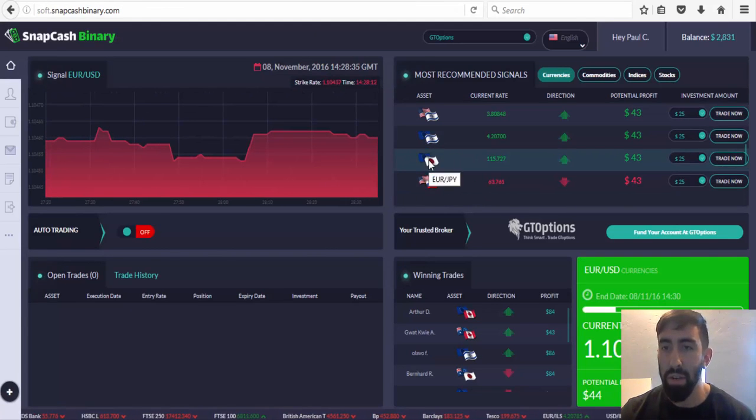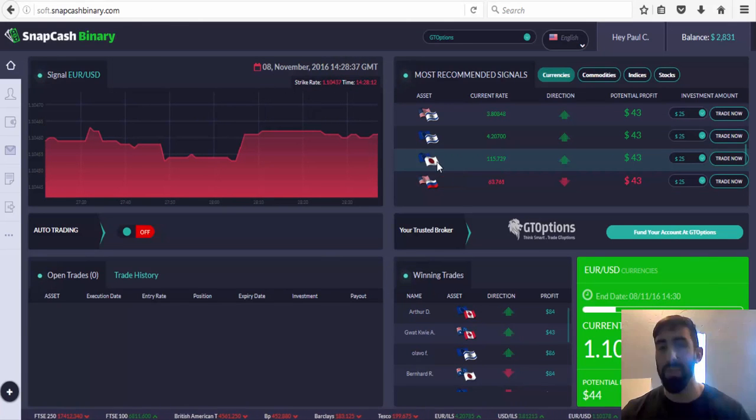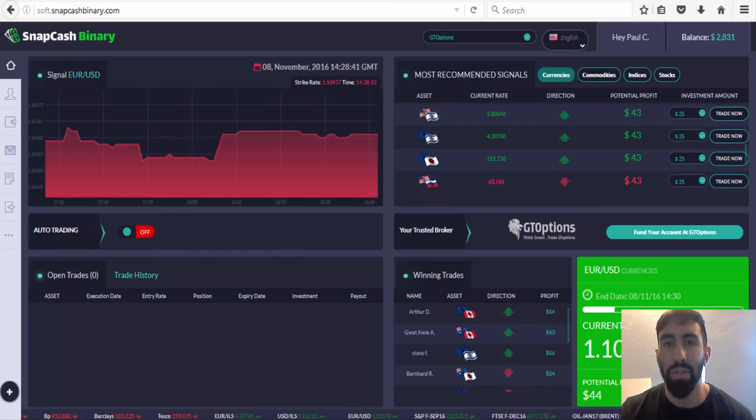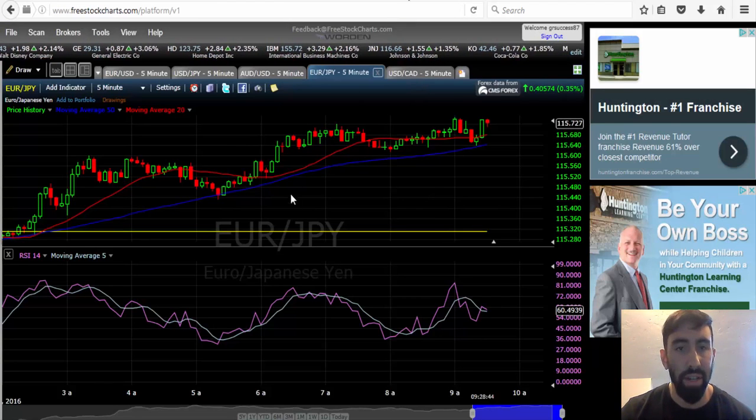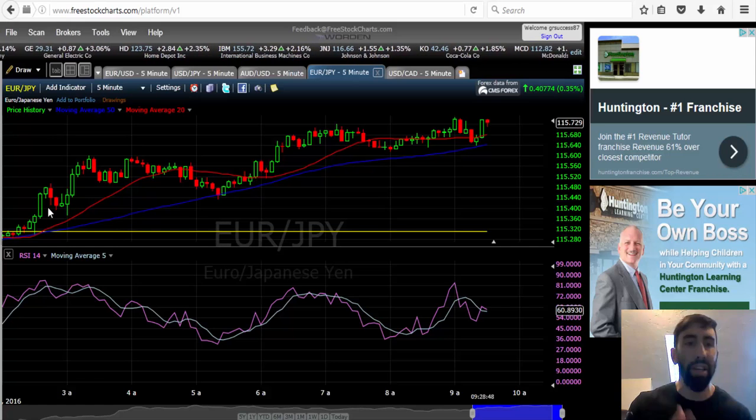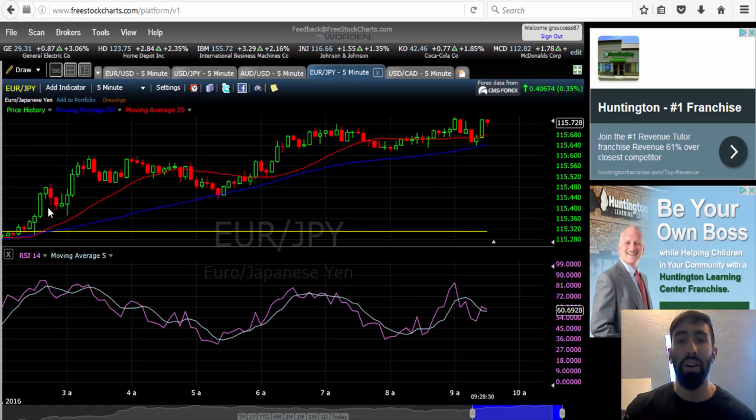Let's look at the Euro JPY asking us for a call. Let's do some call signals since most of our trades have been puts. So let's go to free stock charts. Okay, so the Euro JPY, I like this trade because SnapCash Binary is telling us to go for a call signal.